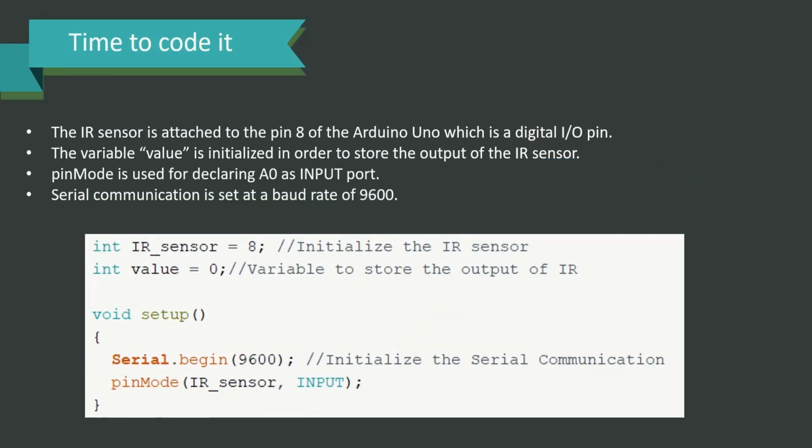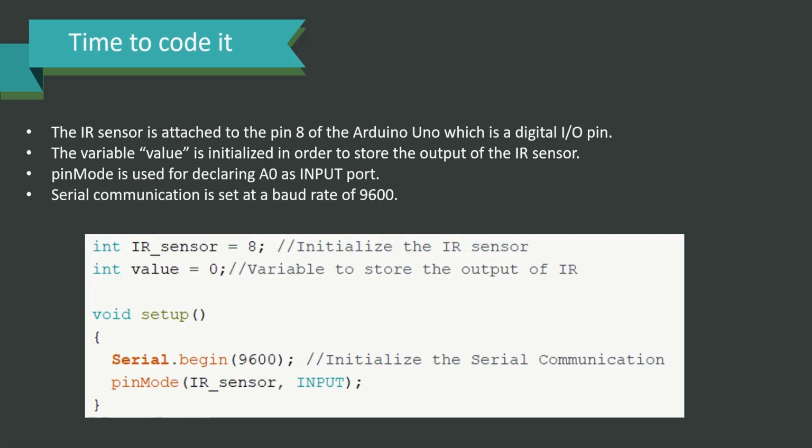The variable value is to be first initialized in order to store the output of the IR sensor. Pin mode is used to declare A0 as input port. Serial communication is set at a baud rate of 9600. You can see the code right now.